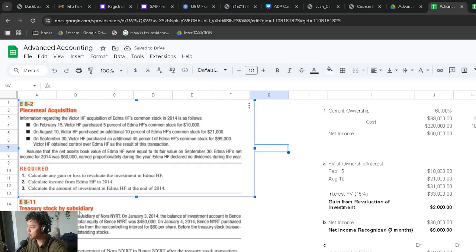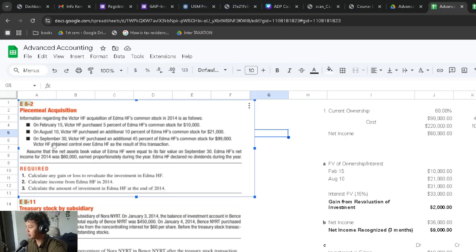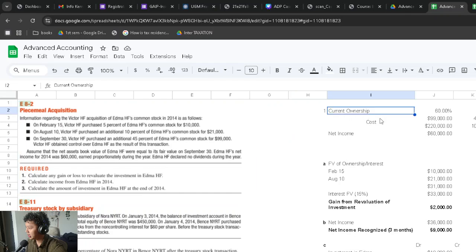Okay, we have two questions, 8.2 and 8.11. We're going to go through 8.2 first. For the first question, Victor acquired Edma. Yeah, that's the company. So they acquired the company on three occasions: February, August, September, and this is Edma's income. I think I've put all of the information that I needed here.